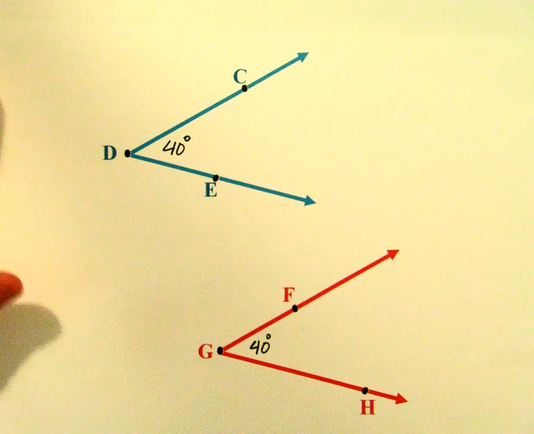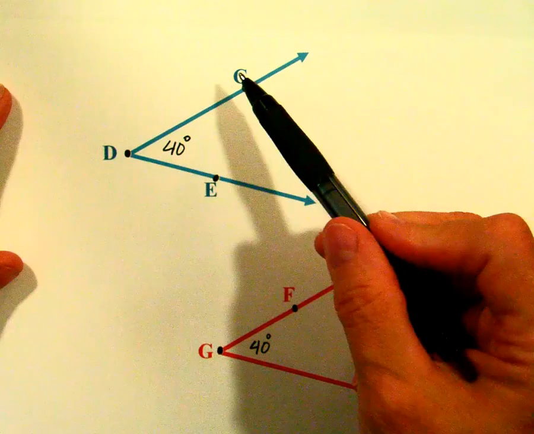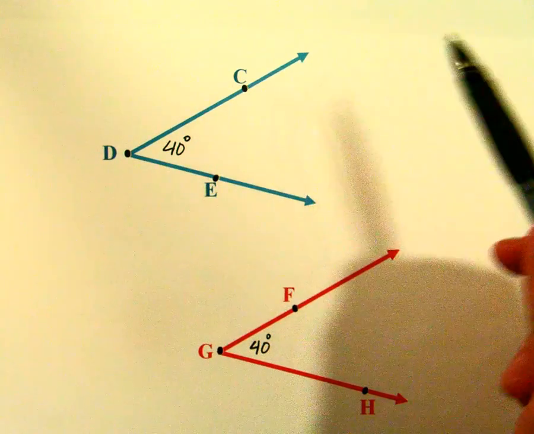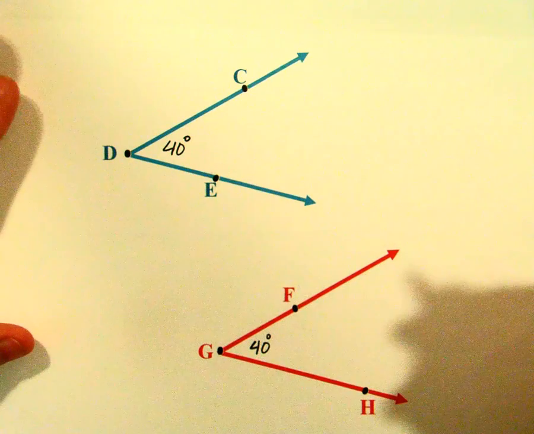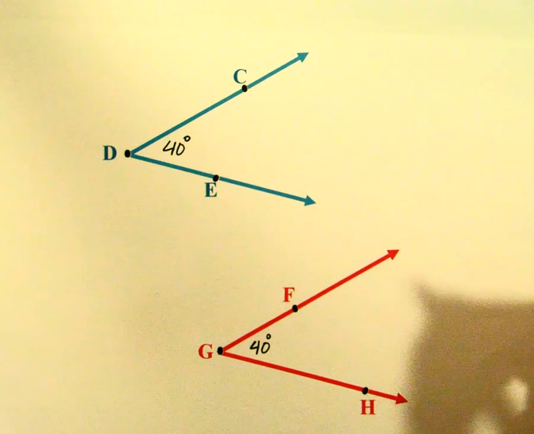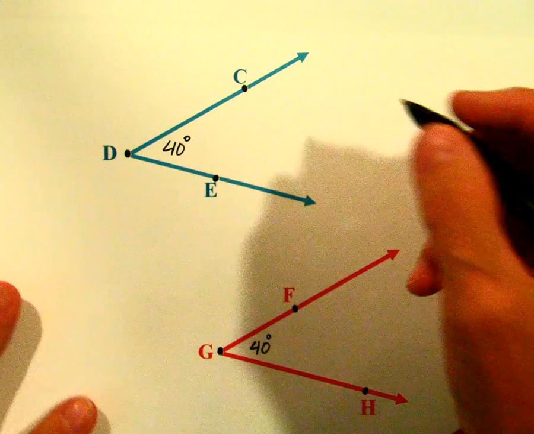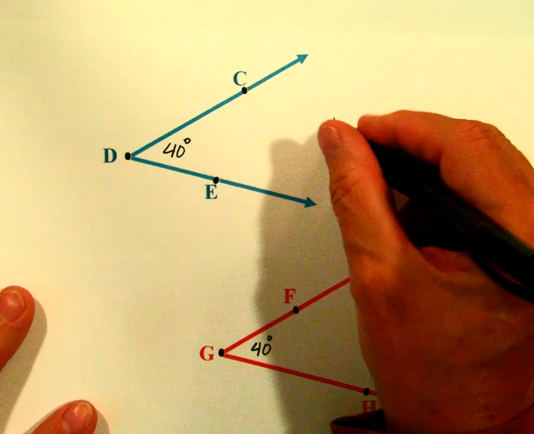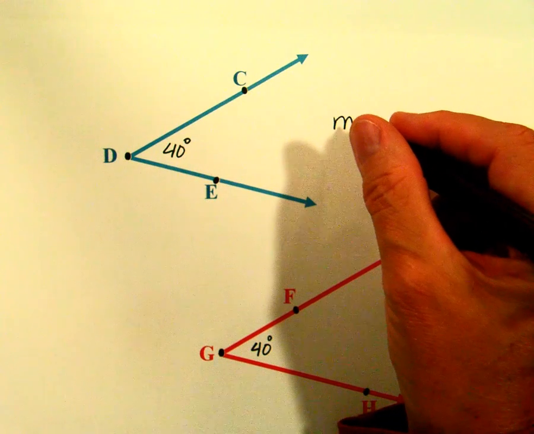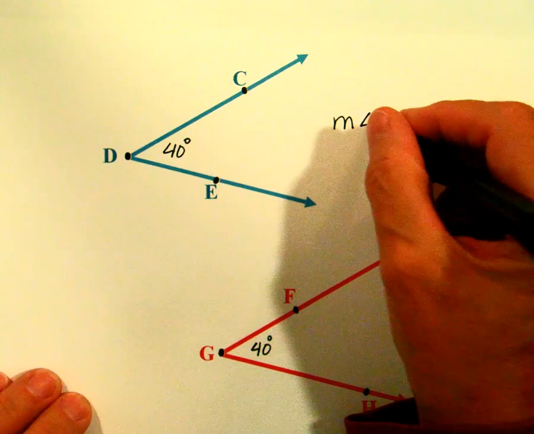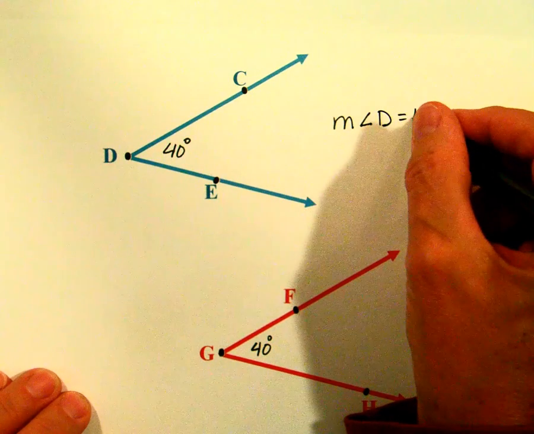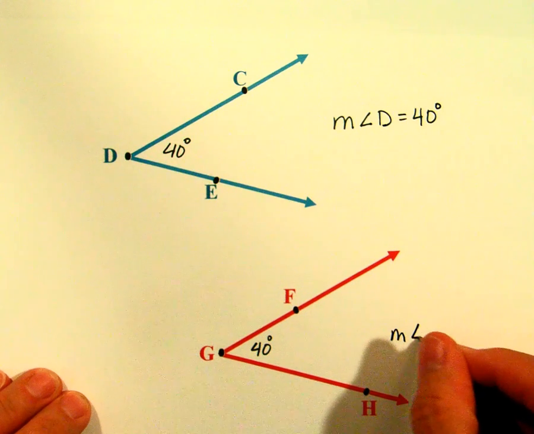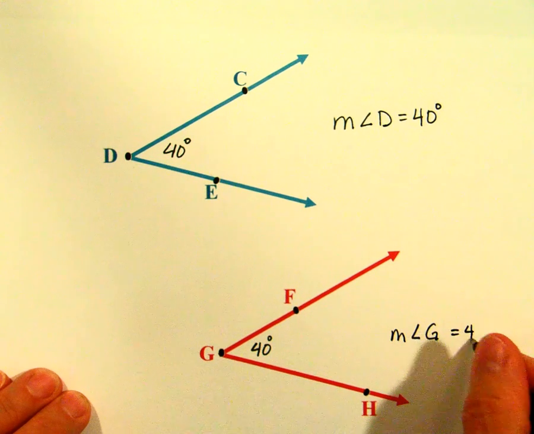Okay, so I can call this angle CDE, or angle EDC, or I can just say angle D. And you know what? Saying angle D is easier than saying all those letters. So I'm just going to say angle D. This is angle D and its shape. And then I would say that the measure of angle D is 40 degrees. And down here, the measure of angle G is also 40 degrees.